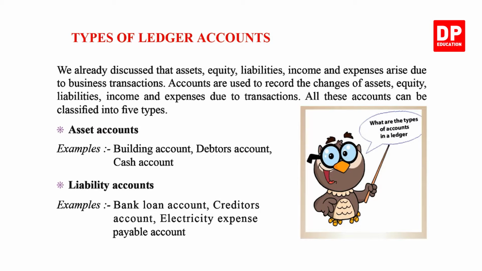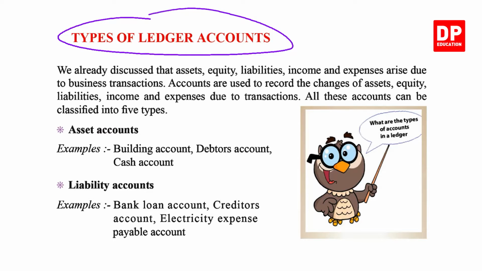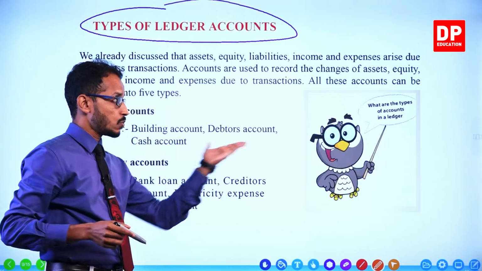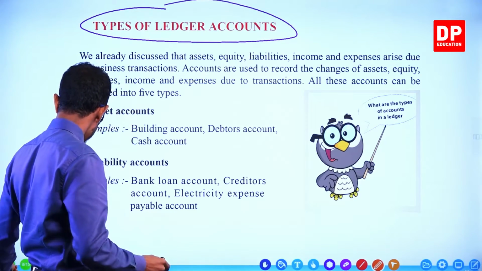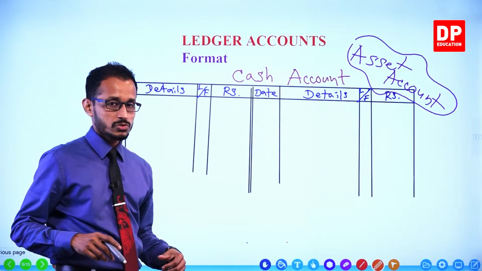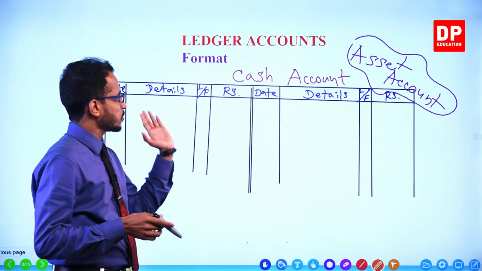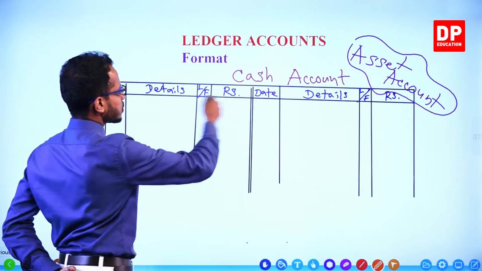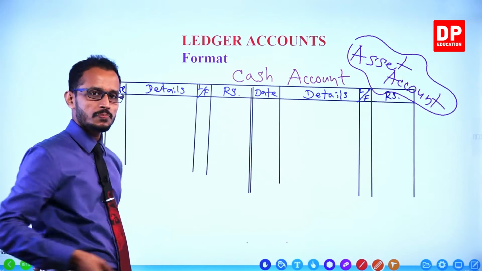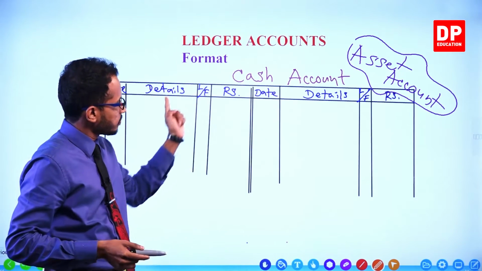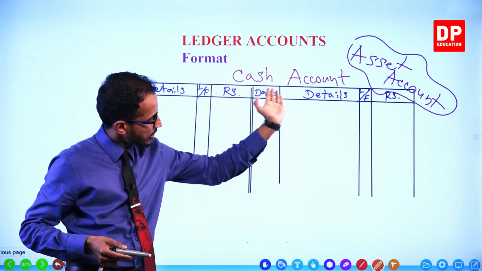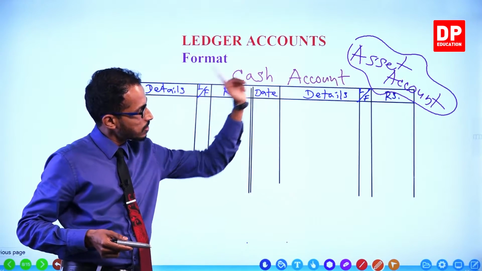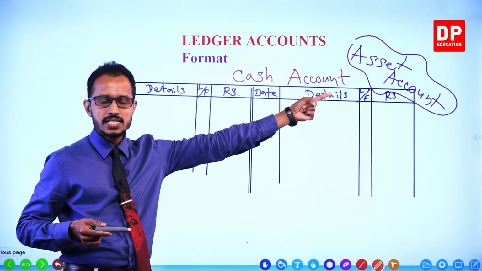All right, types of ledger accounts. Now we already ruled one account. That's how you say it. You don't say drawing accounts, you say you are ruling accounts. Ruling means drawing the format. So we already ruled one account, and that is a cash account. I told you it's an asset account.